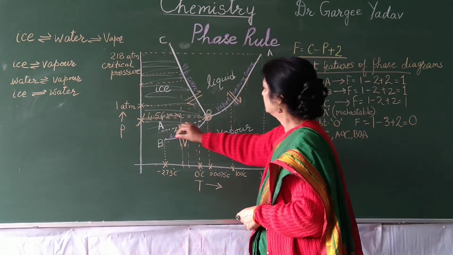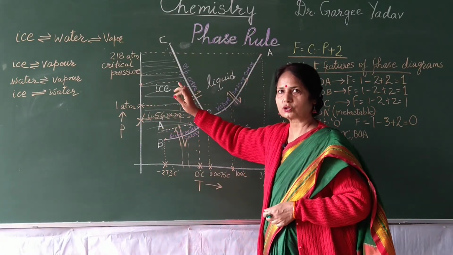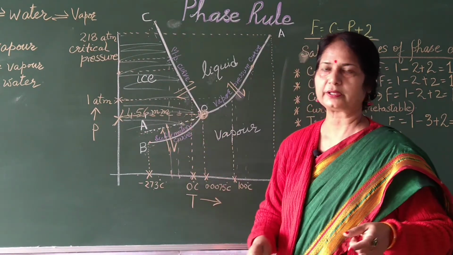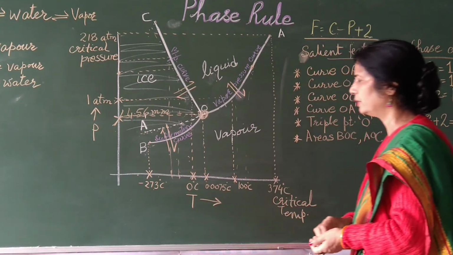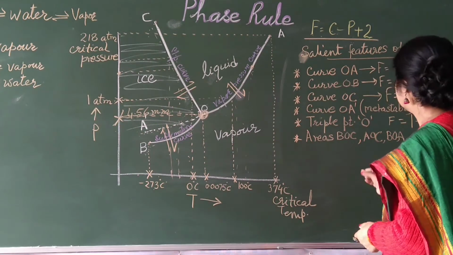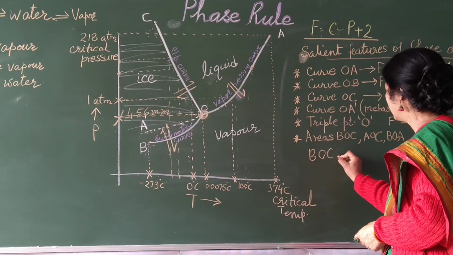Now let's come to the areas. As we have seen, this is BOC. This is the area for the solid state, that is ice over here in the water system. So here we have this ice. Now let's calculate the degree of freedom for this area.